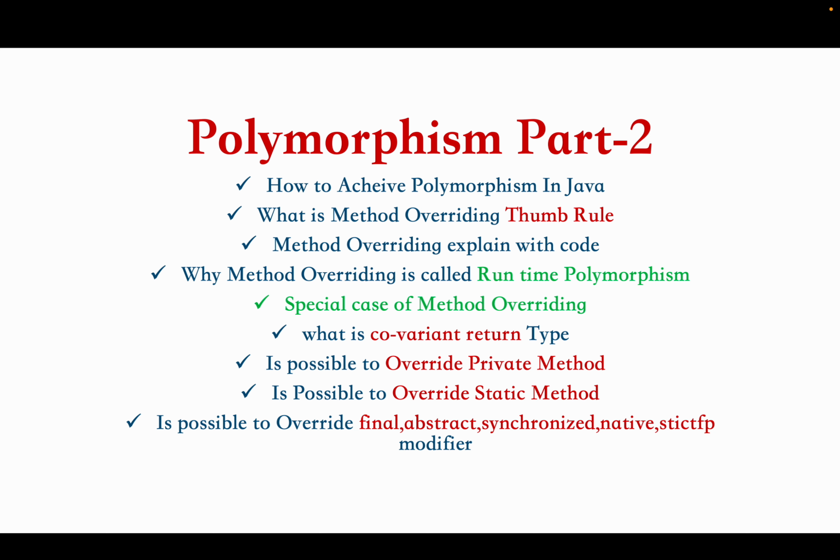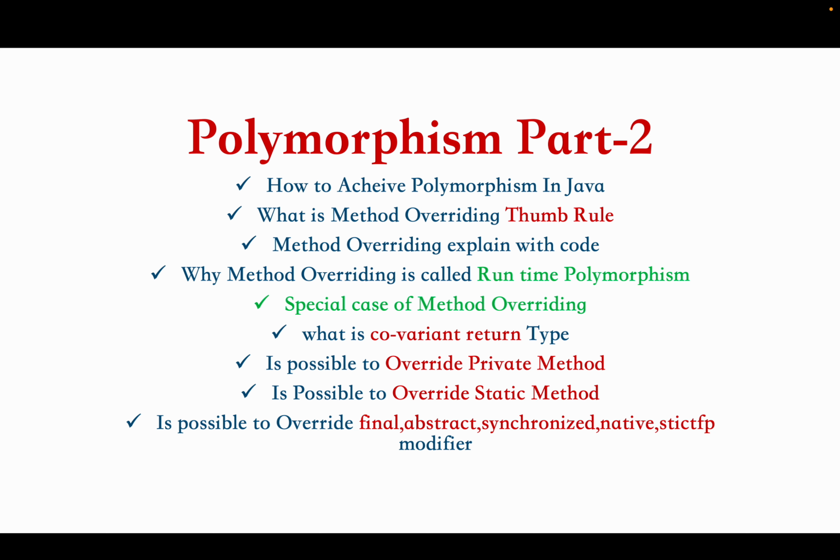Then again, I will explain a special case of method overriding. I have a couple of special cases for this method overriding. I will explain end to end. In that special case, I mention first what is covariant return type. This is the most favorite interview question for interviewers. This question may be asked by the interviewer in the interview room. So guys, you need to understand and be aware of what is covariant return type. I will explain with code as well.